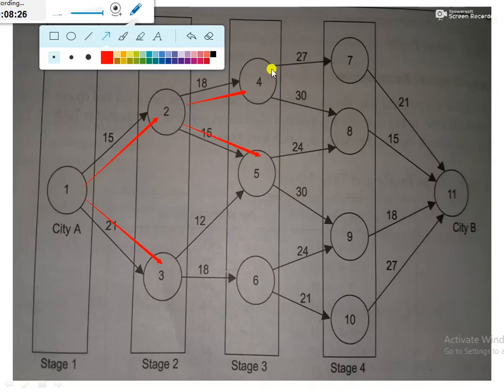From point 4 to point 7, it will be 27 hours. From point 4 to point 8, it will take 30 hours to travel the distance. And similarly, for every combination and for every stage, the respective time period of the journey is given.